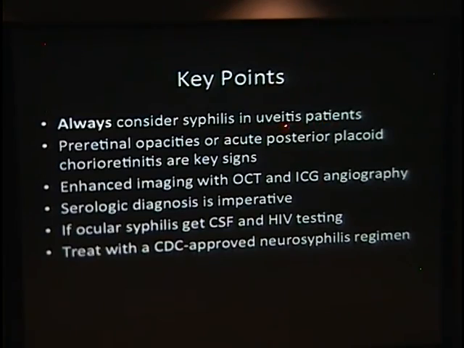Always consider syphilis in the uveitis patient. The preretinal opacities or the acute posterior placoid chorioretinitis can be diagnostic of syphilis. You can use enhanced imaging, which is helpful, and then serologic diagnosis is really the way that you come up with a conclusion there. And again, if ocular syphilis, get CSF and HIV testing. And that's it.